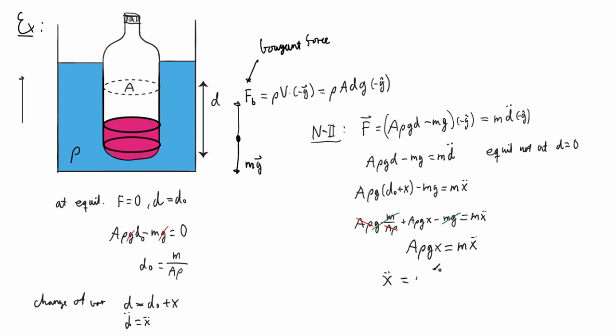Actually, I just noticed here that I made a sign error. Over here, the force is this, but d is counted in the upwards direction. So we actually need, or in the downwards direction, so we actually need a minus sign here. So we get a minus sign everywhere here.